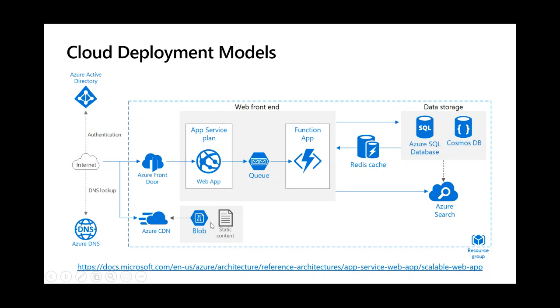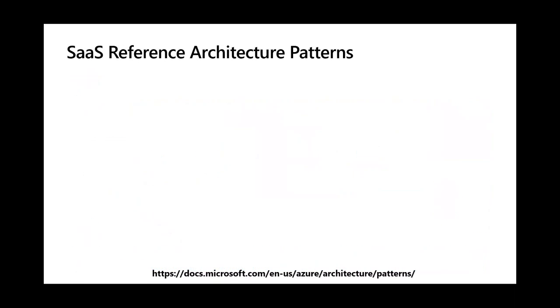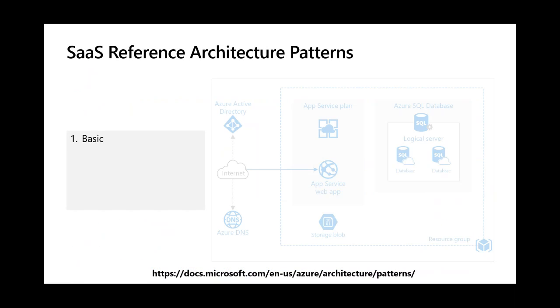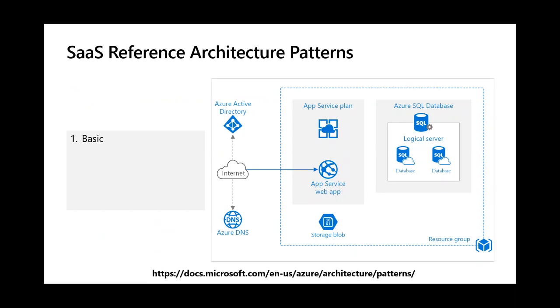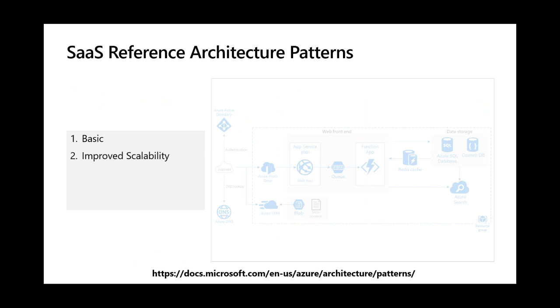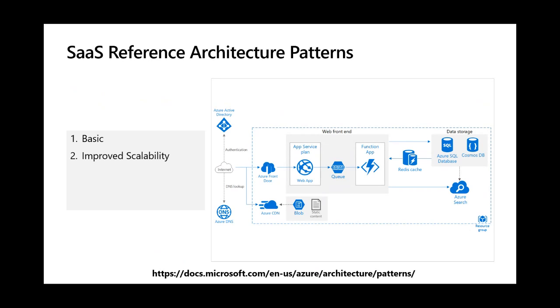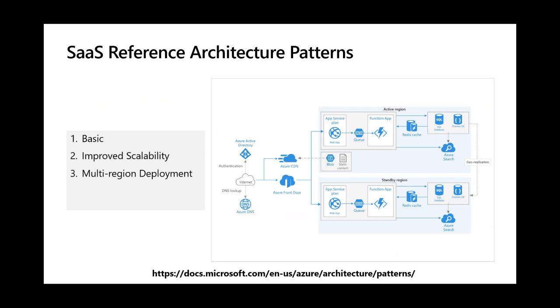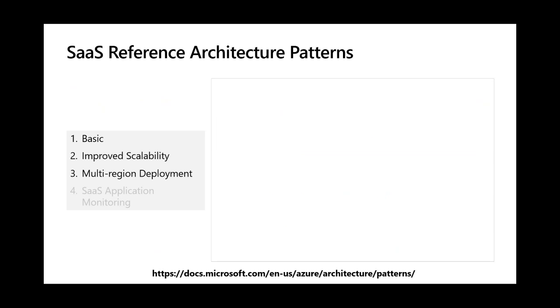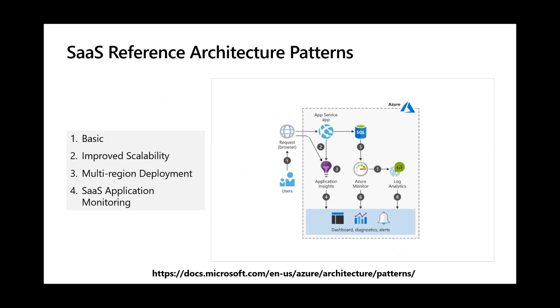As I mentioned, these are available on the Architecture Center on the documentation side. So you can look at the blueprints for the basic model and an improved scalability model, a model with multi-region deployment and monitoring all of these SaaS applications.